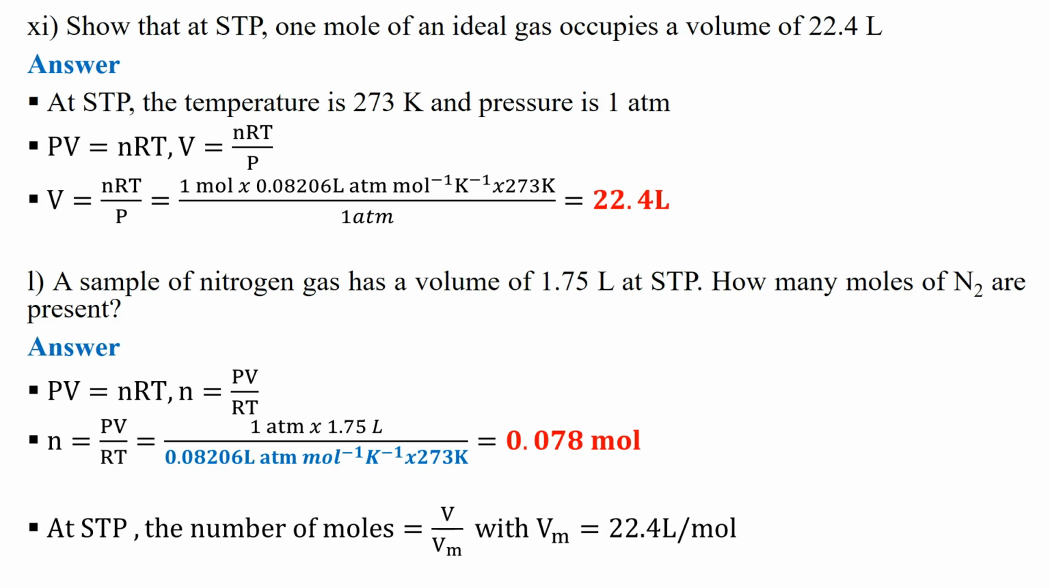Or you can take, at STP, the number of moles is equal to the volume divided by the molar volume. So the molar volume is the volume that 1 mole of gas occupies at STP. So you can also take V divided by Vm, and you will get the same answer if you are determining the number of moles at STP.